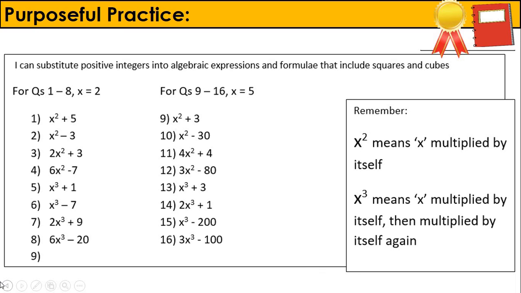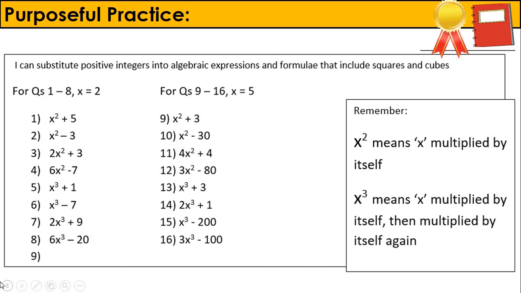So for example, on the left hand side, questions 1 to 8, we're told x equals 2. That's the substitution we're going to do. So x squared would mean 2 by 2. X cubed would mean 2 multiplied by 2 again. Okay, so be very careful and think of your rules of BIDMAS.